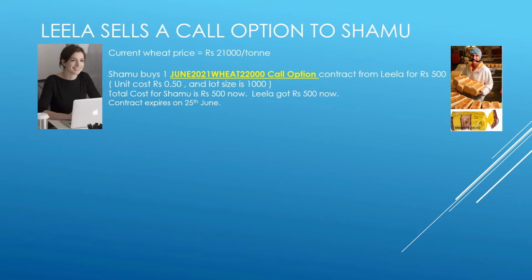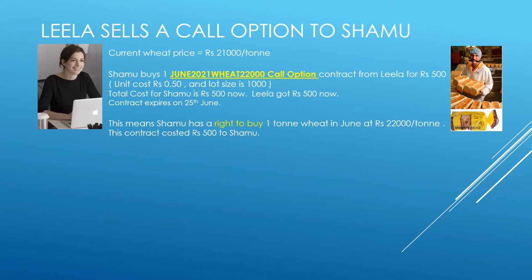Leela got 500 now. Now this contract expires on a monthly basis. These days weekly contracts are also available. Let's say this contract expires on 25th June. This means Shamu has a right to buy 1 ton of wheat in June at rupees 22,000 per ton, no matter what the price of wheat at that point of time is. This contract cost rupees 500 to Shamu, which he has to pay to Leela.